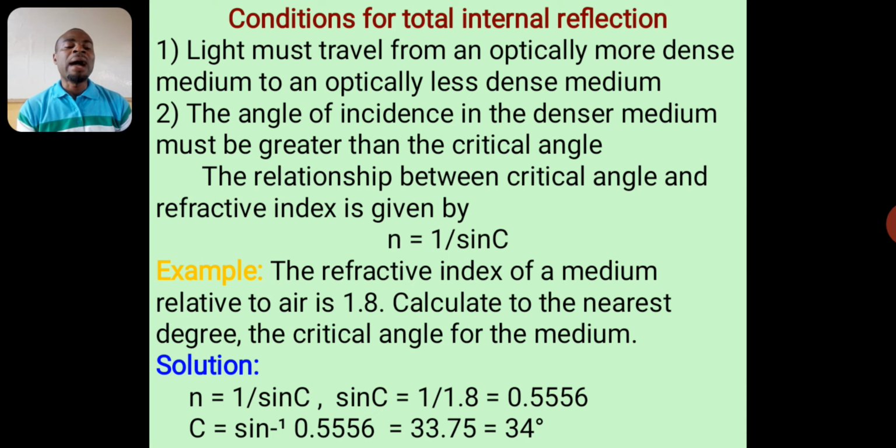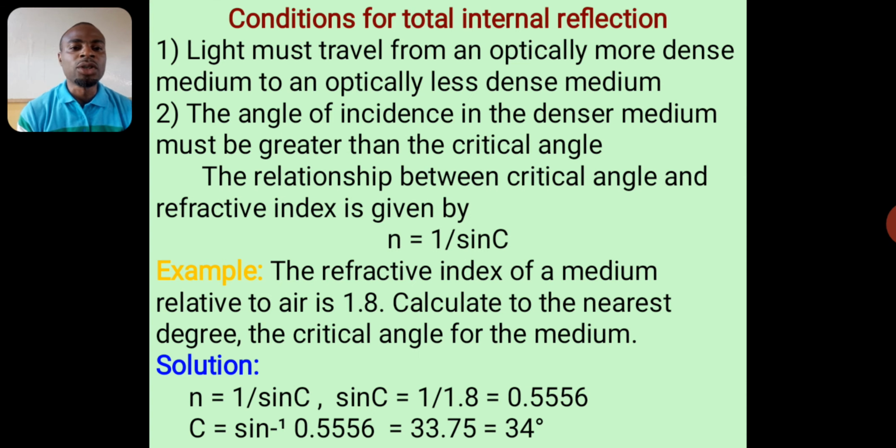Okay, now we have a relationship between the critical angle and refractive index, and that relationship is that the refractive index n is equal to 1 over sine c, where c is our critical angle. So we can now solve simply with that example. The refractive index of a medium relative to air is 1.8. Calculate to the nearest degree the critical angle for the medium.